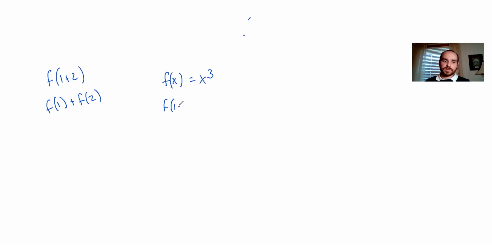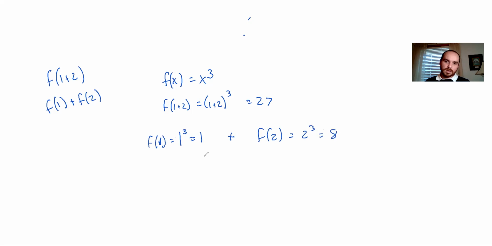So f of 1 plus 2 equals 1 plus 2 cubed. 1 plus 2 is 3. 3 cubed is 27. And then this one's asking you for f of 1, which equals 1 cubed, which equals 1, plus f of 2, which equals 2 cubed, which equals 8. So you get 1 plus 8, that equals 9. And so you should have had 9 as your answer for f of 1 plus f of 2, and 27 for your answer for f of 1 plus 2.